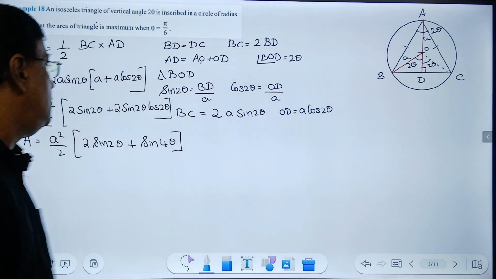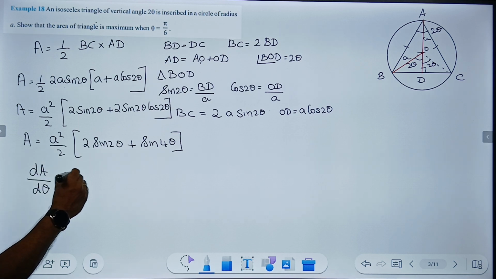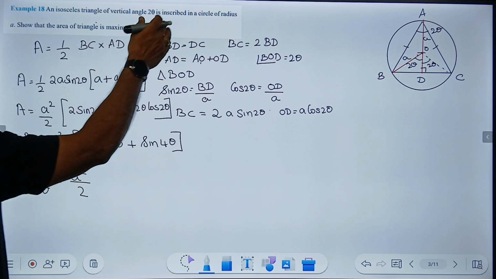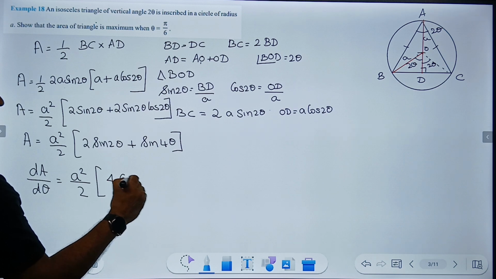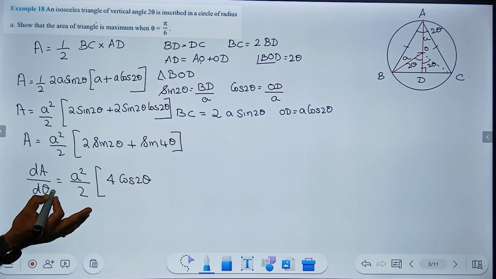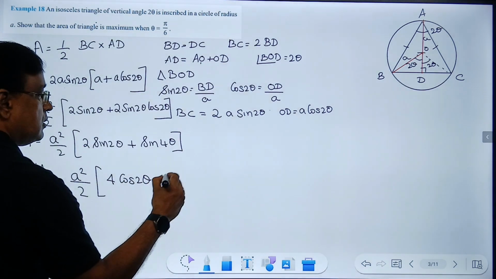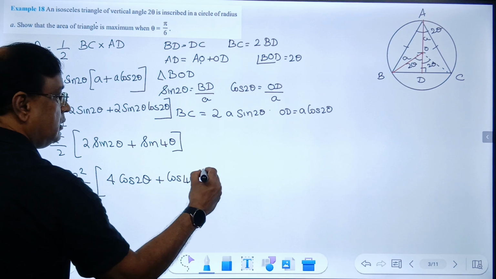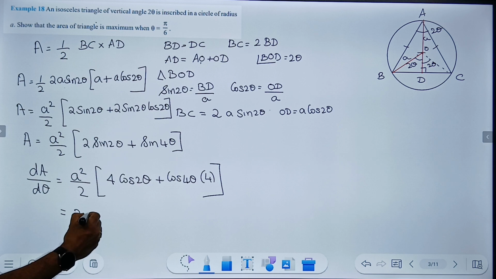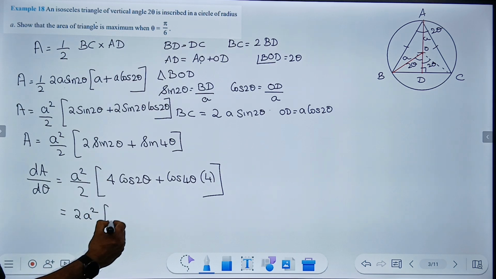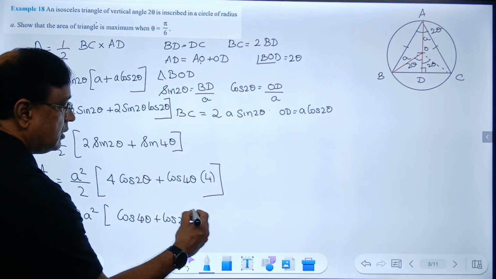So now I'm going to differentiate. dA by d theta. You have to be very careful with this. A square by 2. Actually the difficulty is arriving till here. After that it's very easy. It is 4 cos 2 theta. By now I think you should know differentiation. Sine 2 theta gives cos 2 theta, differentiation of 2 theta is 2, 2 into 2 is 4, plus cos 4 theta into 4. Now 4 is common. I'll take it out. So we get 2A square because 4 and 2 get cancelled. So I'm left with cos 4 theta plus cos 2 theta.